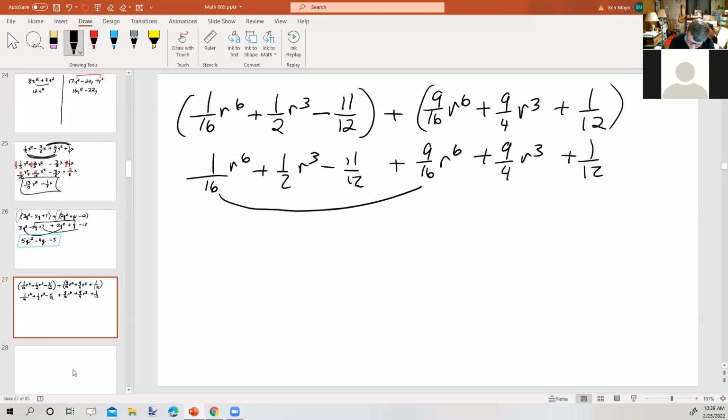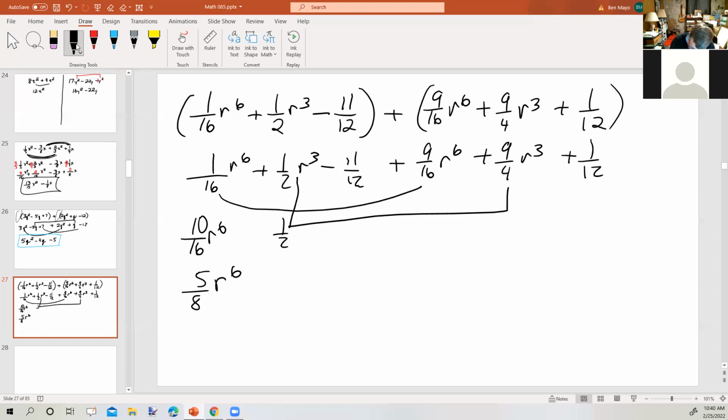Combining like terms, 1/16 r to the 6th plus 9/16 r to the 6th would be 10/16 r to the 6th, which would reduce down to 5/8 r to the 6th power. Okay. 1/2 r cubed plus 9/4 r cubed.